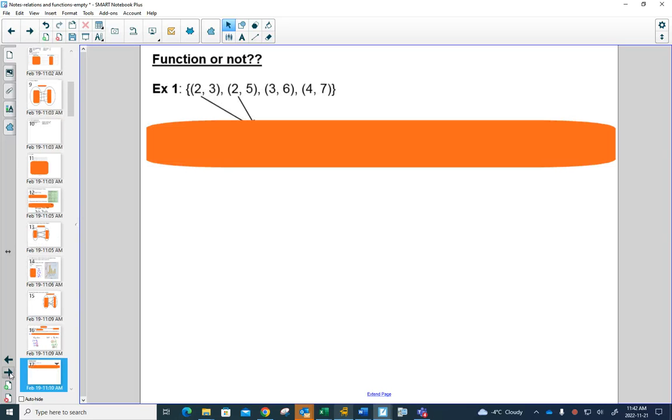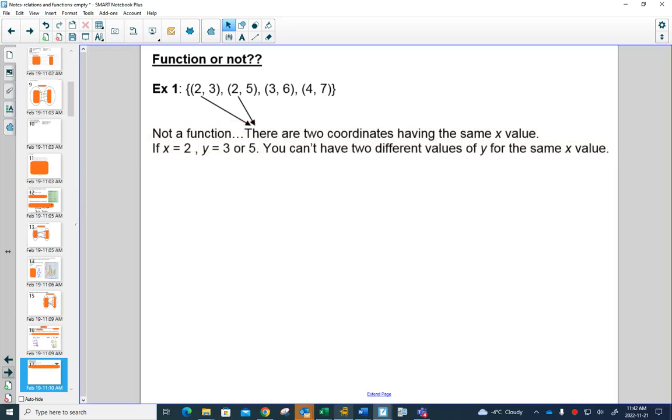What about this one? Function or not a function? Not a function. Not a function, what is 2 equal 3 5? Not a function.